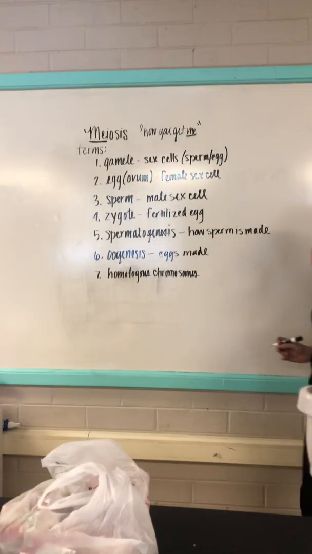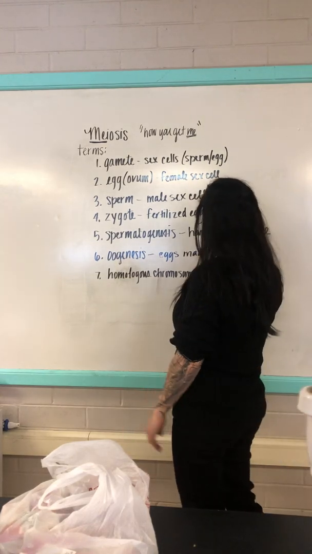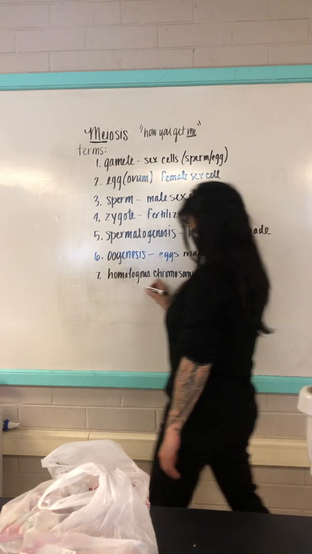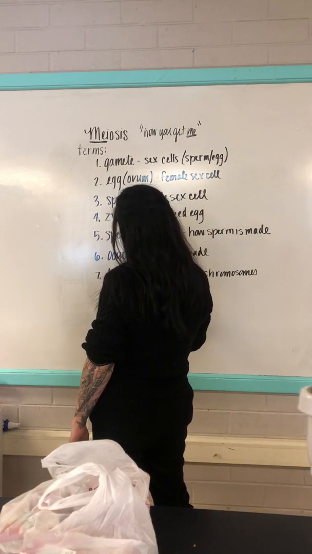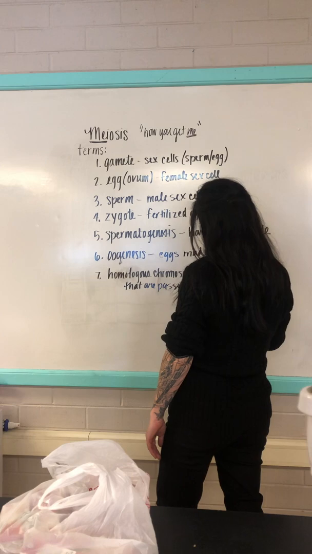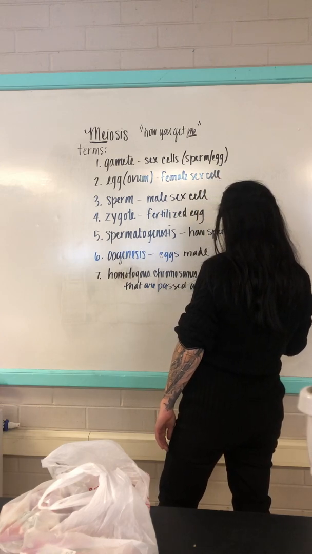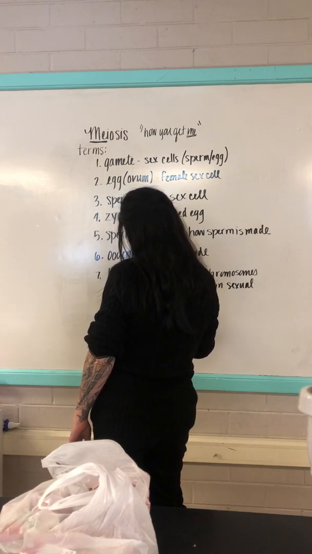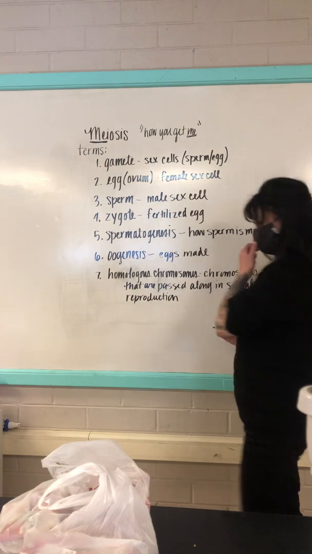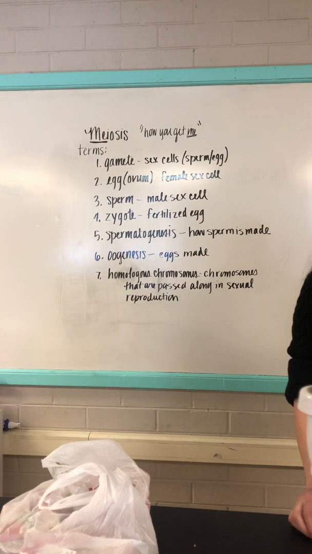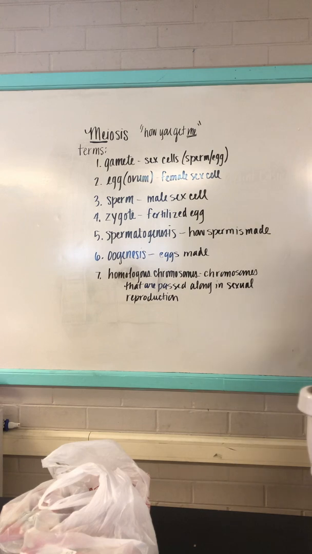And then you're going to hear me referring to homologous chromosomes. These are just going to be the chromosomes that are passed along in sexual reproduction. So when the zygote becomes fertilized, there are chromosomes that are passed along. When I'm talking about meiosis, I'm going to be referring to homologous chromosomes, but that's just the chromosomes that are being passed along.